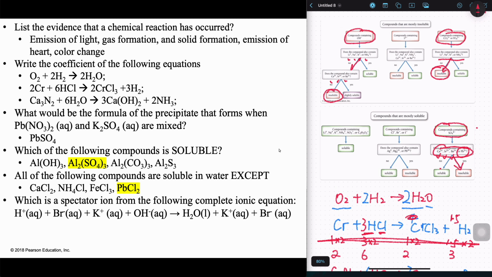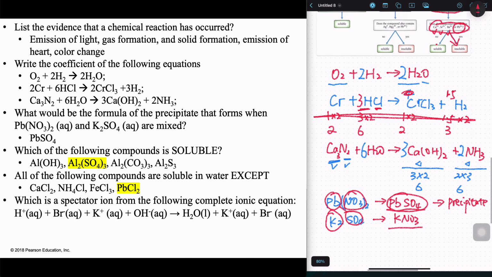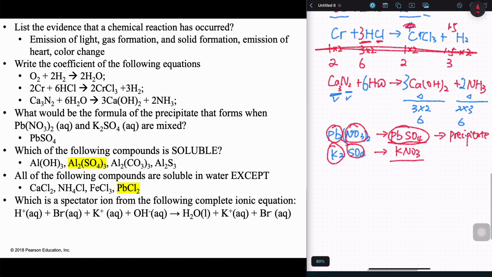Okay. The last question of this question review slide. Which is the spectator ion from the following complete ionic equation? We need to understand what a spectator ion means. A spectator ion is an ion that appears on both the left side and the right side. It means this ion does not really participate in the reaction. Okay, so now let's see which item.